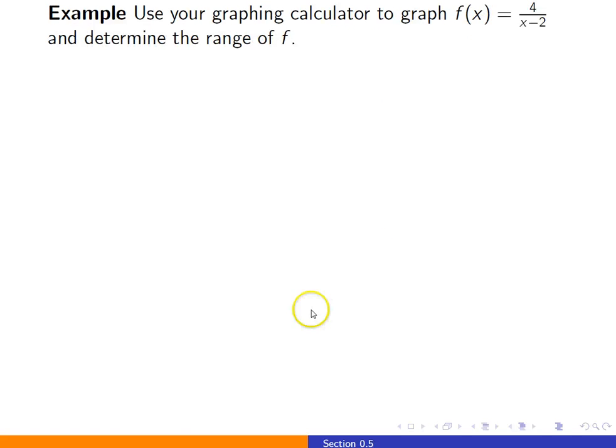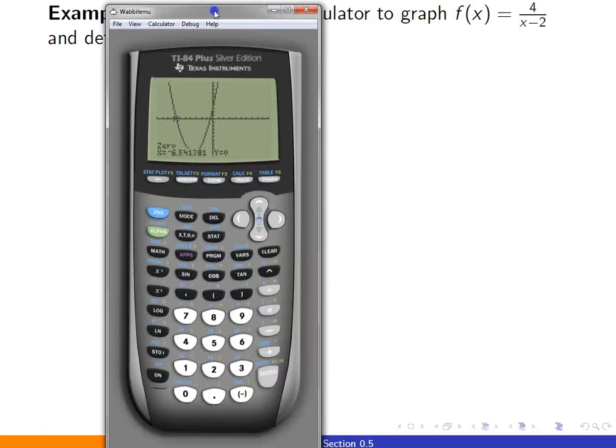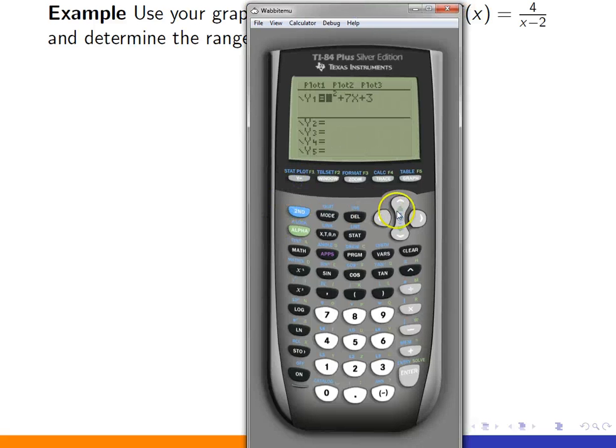Now let's use a similar idea and use our graphing calculator to graph a function and then visually inspect it to determine its range. So we want the function 4 over x minus 2. So go to y equals, clear out our function, 4, divide it by the quantity x minus 2. Enter, graph.